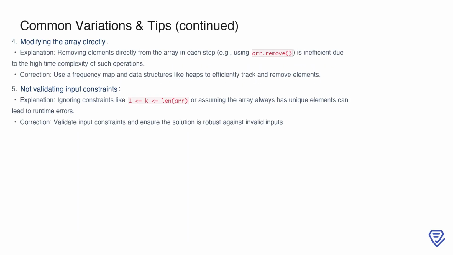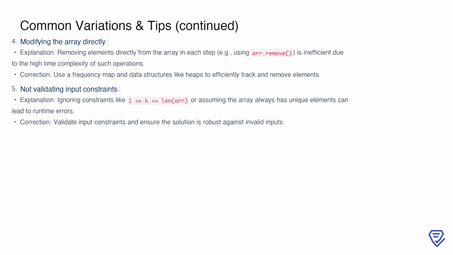Another frequent mistake is modifying the array directly during the removal process. For instance, using operations like remove repeatedly introduces inefficiency due to their high time complexity. Instead, leveraging a frequency map alongside a heap allows for much more efficient tracking and removal of elements.